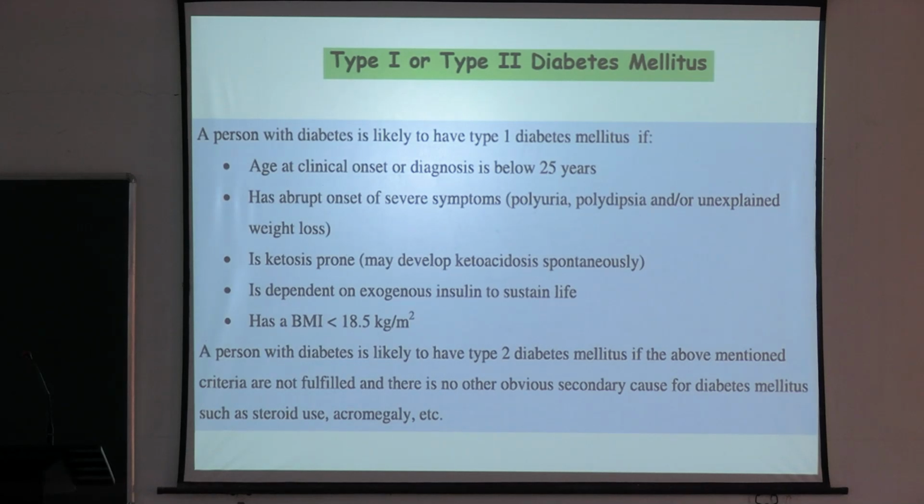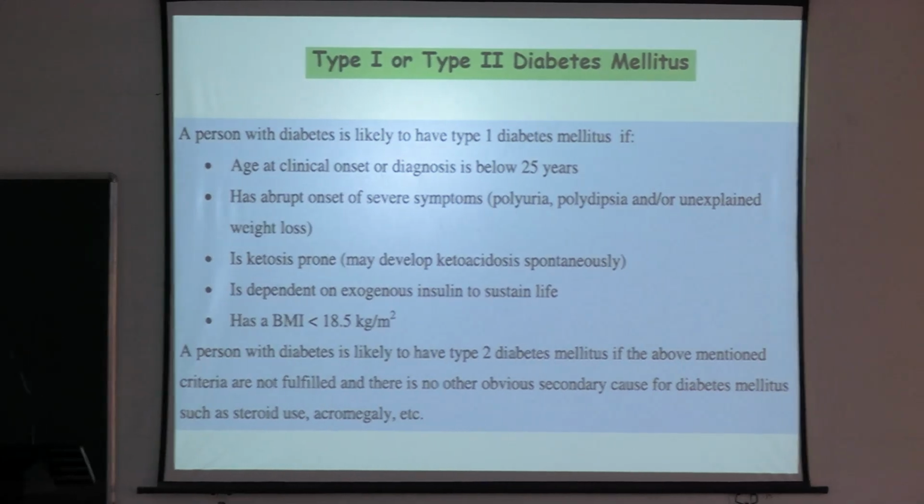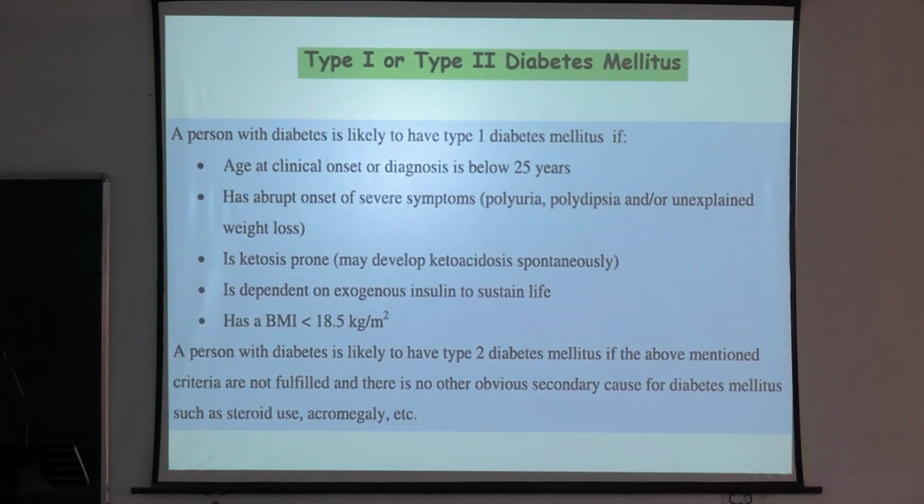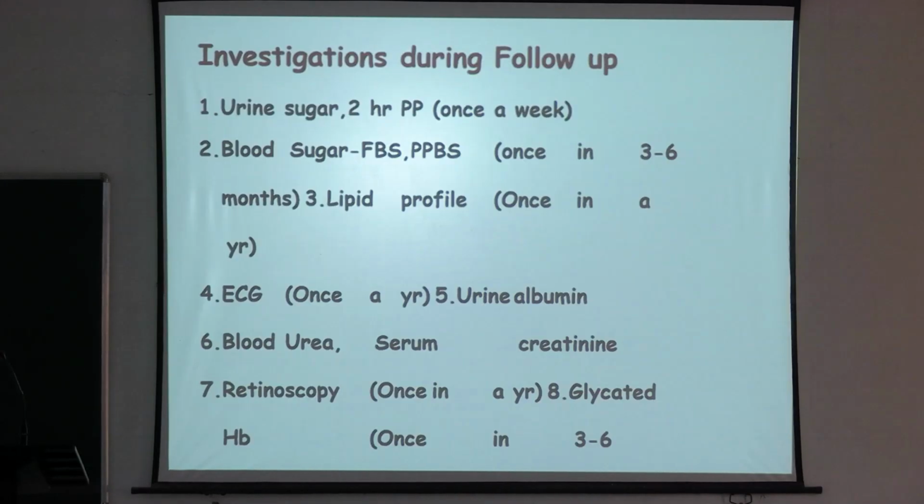So he needs insulin. And has a BMI of less than 18.5. So if these conditions are not fulfilled, he is likely to have type 2 diabetes, provided there is no other cause like steroid use, acromegaly, etc.